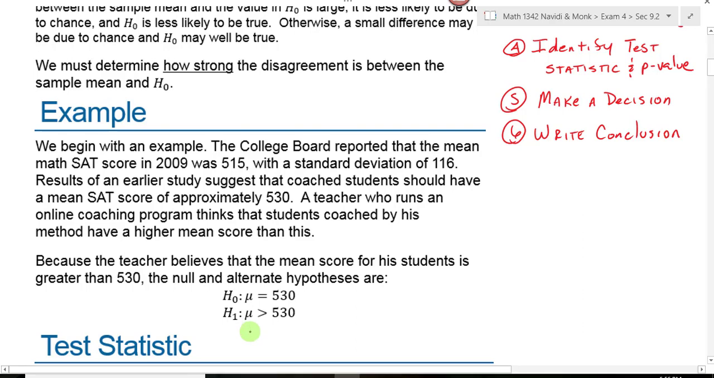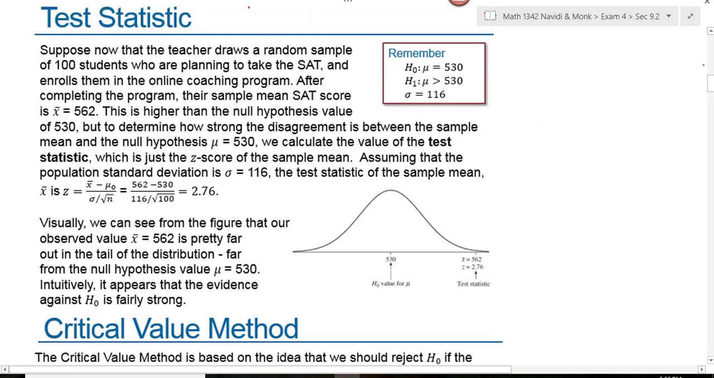We know that the parameter here is going to be a mean because we're told that in the problem. So there's our null and our alternative hypothesis. Next, we want to draw a picture and identify our critical value after we determine what our alpha level is going to be. Suppose now that the teacher draws a random sample of 100 students who are planning to take the SAT and enrolls them in an online coaching program. After completing the program, their sample mean SAT score is 562.